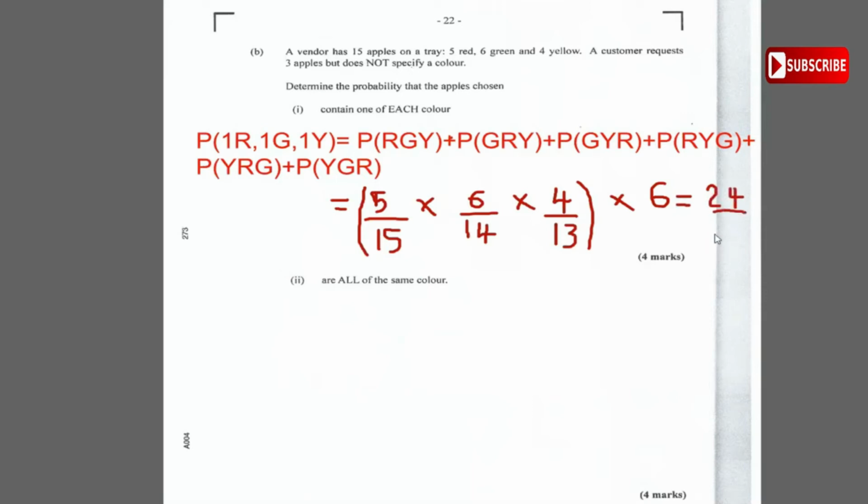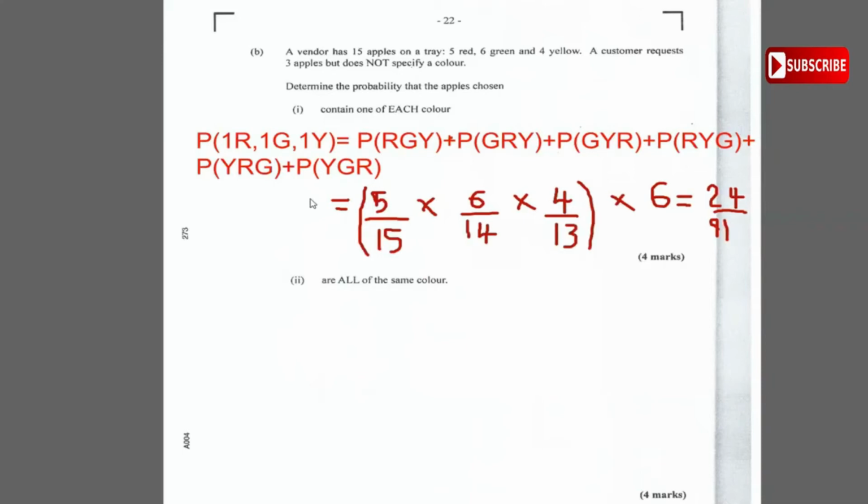That's the chance of getting 1 of each color. So there's about a 25% chance you'll get 1 of each color, which makes sense. Really, really makes sense. Nice. Now it says, what's the chances of you getting all the same color?